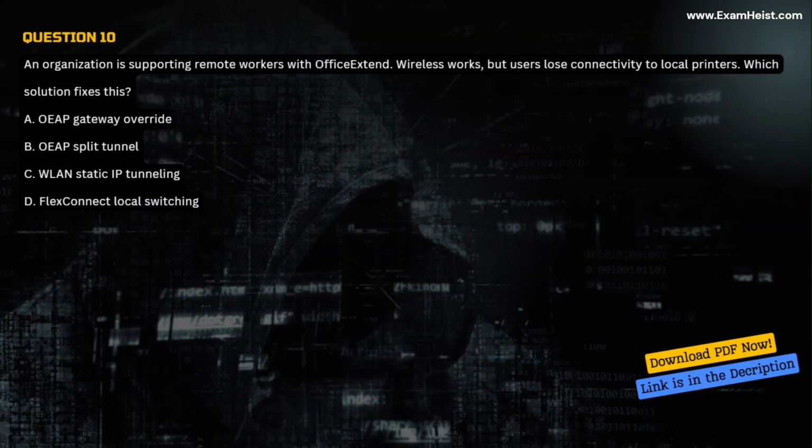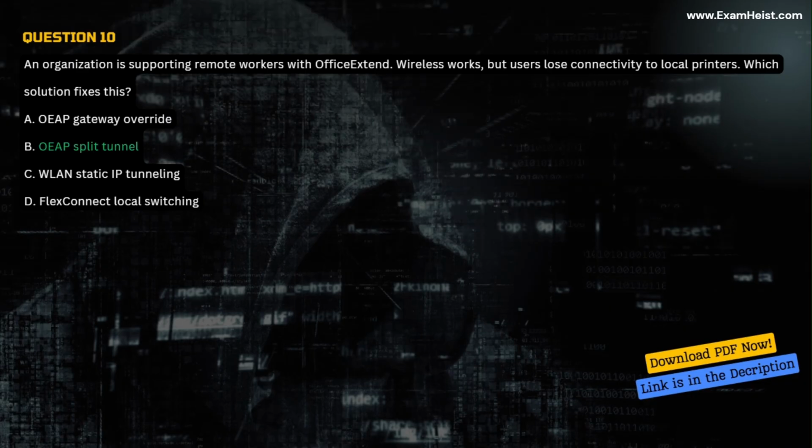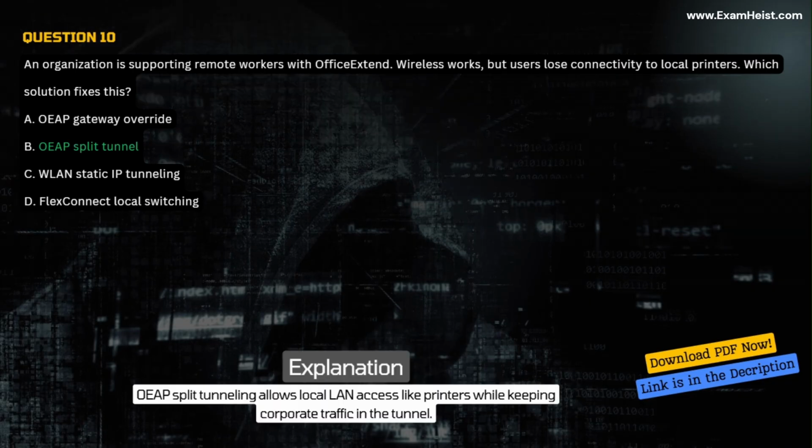Question 10. An organization is supporting remote workers with Office Extend. Wireless works, but users lose connectivity to local printers. Which solution fixes this? A. UEP Gateway Override. B. UEP Split Tunnel. C. WLAN Static IP Tunneling. D. FlexConnect Local Switching. Correct answer B. UEP Split Tunnel. Explanation. UEP split tunneling allows local LAN access like printers while keeping corporate traffic in the tunnel.